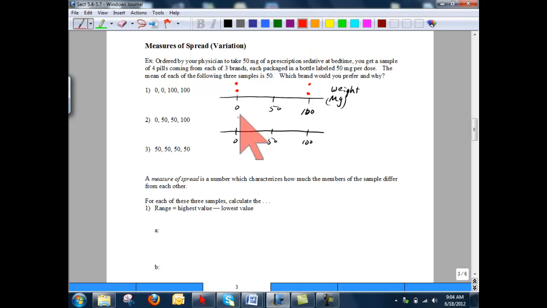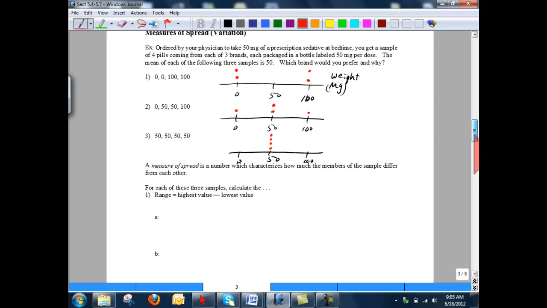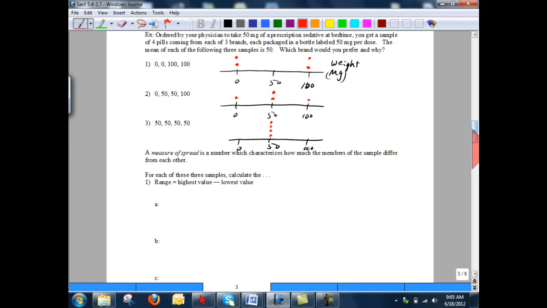pills, and I get 0, 50, 50, 100. Notice that the mean of these 4 numbers is also 50. And finally, I take the third sample and analyze it, and I get 50, 50, 50, 50, and the mean of these 4 numbers is also 50. So in each case, the company was putting out a product with a mean exactly what was advertised.